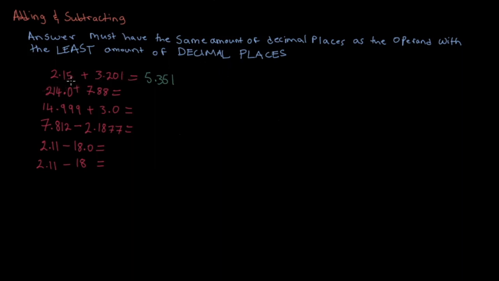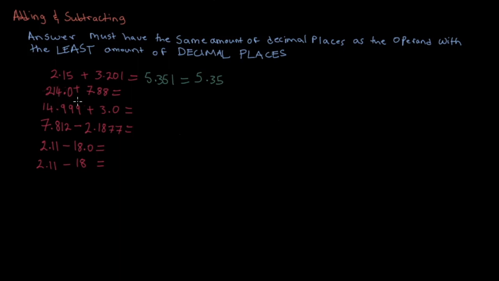So here's one operand, and here's another operand. Now, out of these two, which one has the fewest amount of decimal places? Well, it's this one right here. So that means our answer should have two decimal places because this number has two decimal places, 1, 2, whereas this one has 3. So we're going to write this number to two decimal places. We're going to drop this 1 here. So we're going to write 5.35. Right? And that is the correct answer to the right amount of decimal places, to the right amount of significant figures. How about this one here?